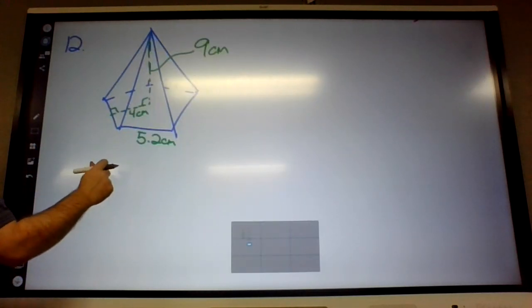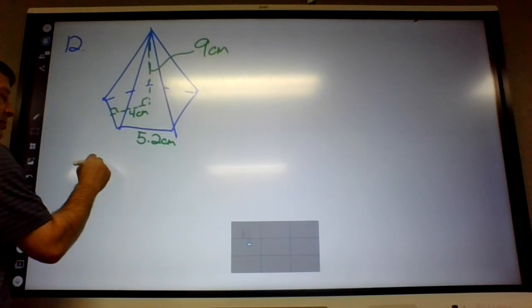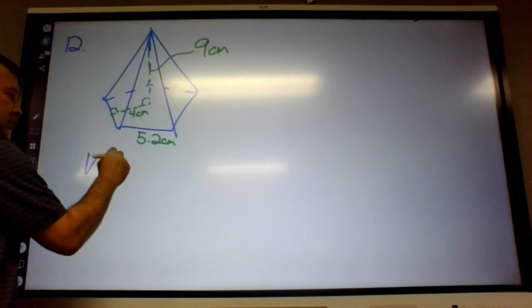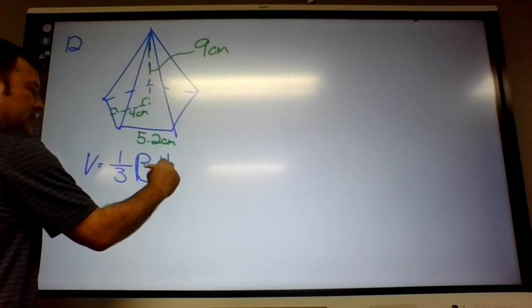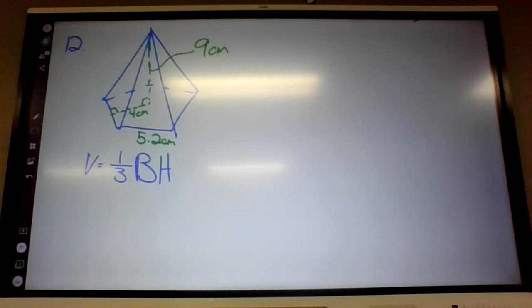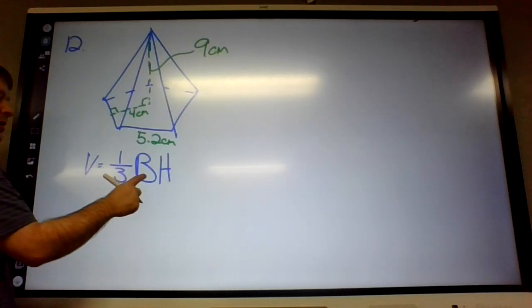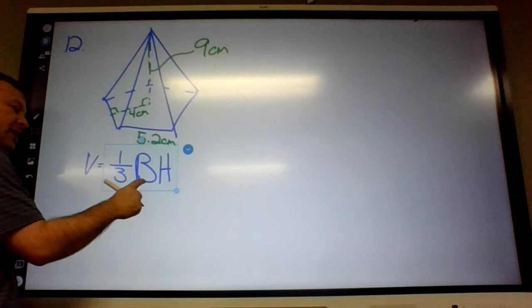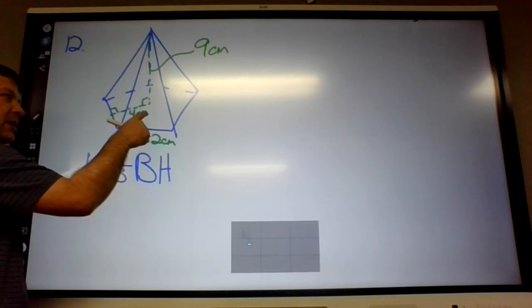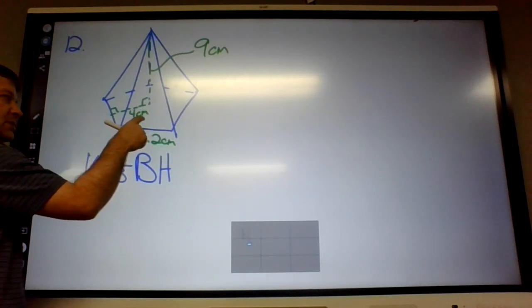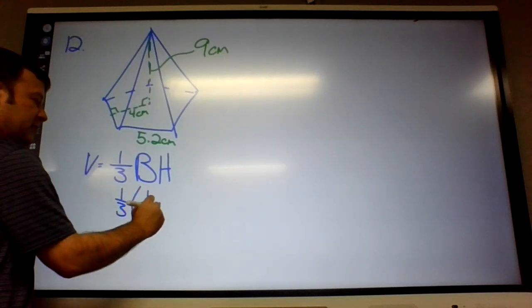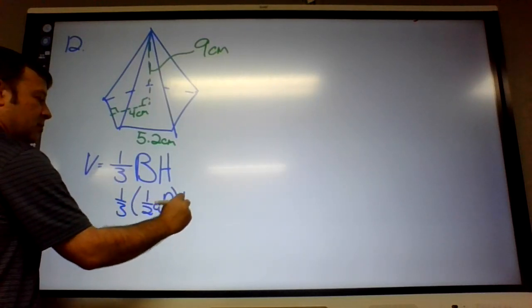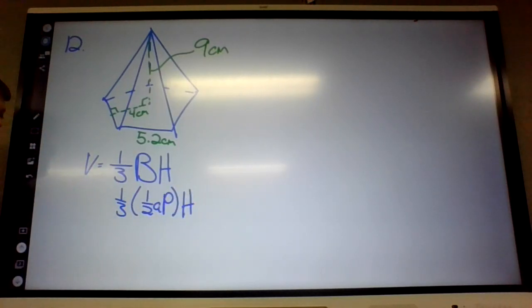So for a volume of a cone, or sorry, pyramid, it's 1/3 base times height. So, how am I gonna find the area of this base? We've done one of these today already. Regular polygon base, 1/2 apothem times perimeter. Right. So we can be a little more specific. We can say that's 1/2 apothem times perimeter times height.